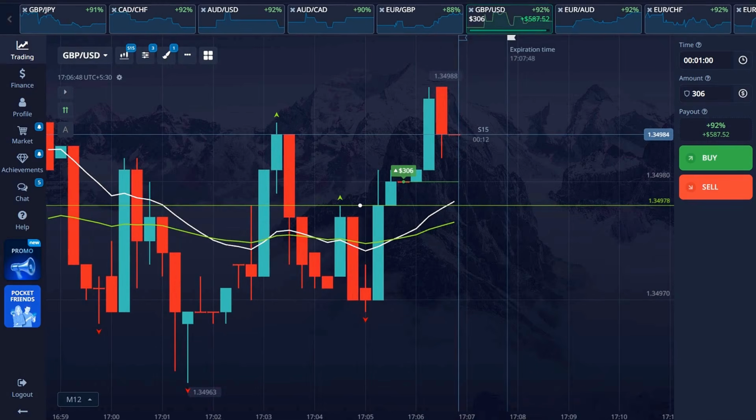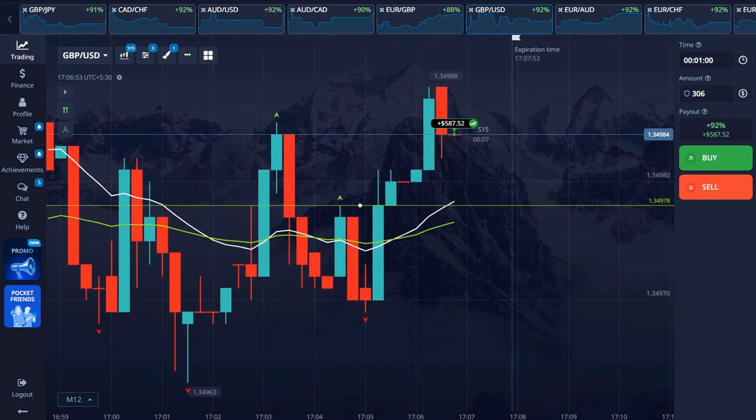And here's the final result. Our buy trade finished in the money. Price stayed above our breakout level until expiry, giving us a winning trade.